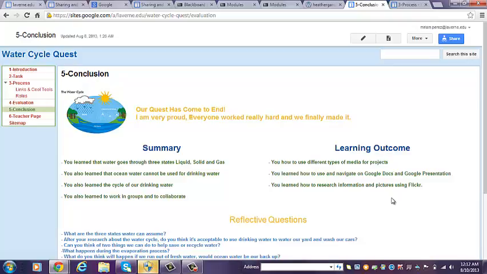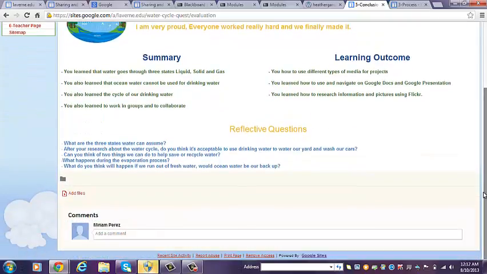And I wrote about a couple of them, like the different types of media that they used for the project. They learned how to navigate Google Docs and Google Presentation. They also learned how to research for information and use Flickr for pictures. And I also included reflective questions right here.